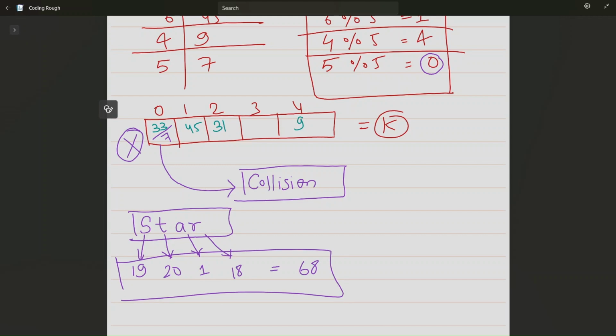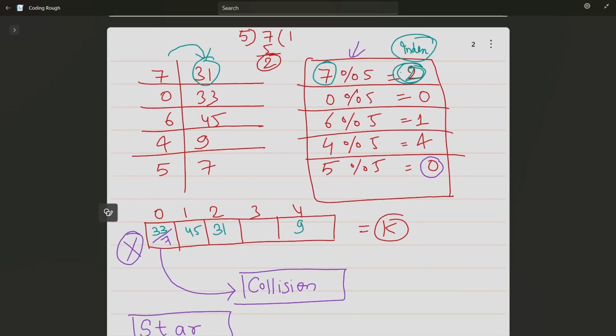Okay, so we are trying to understand what hashing is. So now here the collision has happened. So now the question comes.